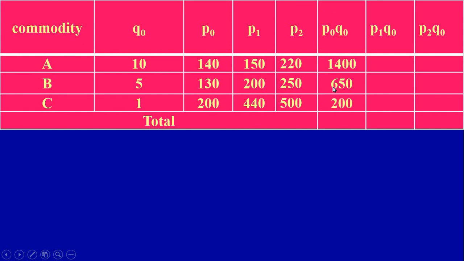So next we add all this. So adding all this, we get summation of P0 Q0. So summation of P0 Q0 is 2250.